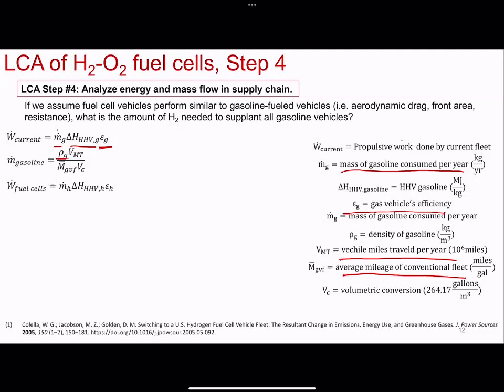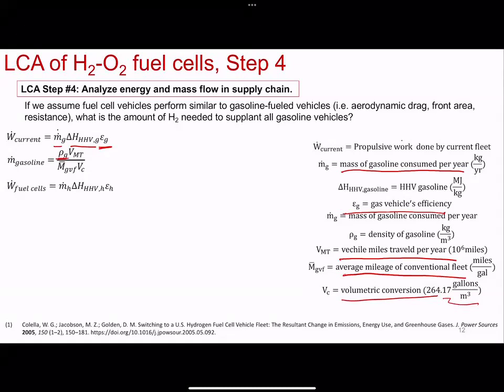We're not talking about the most efficient car, and we're not talking about the most inefficient car, somewhere in the middle. You take the average. The EPA also tabulates this information. And then divide that by the volumetric conversion of gallons to cubic meters. So how much space does a gallon of gas take? And then you say, okay, I can do the same thing for fuel cells.